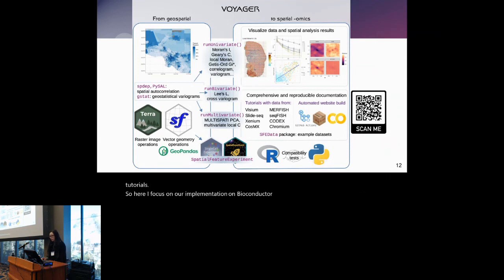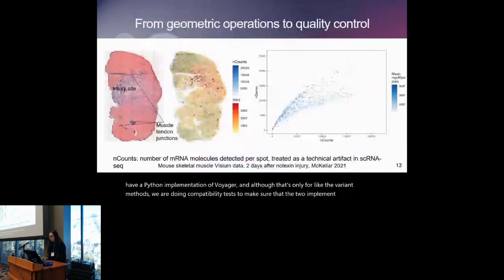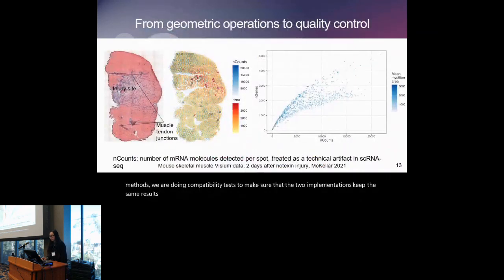So here I will focus on the R implementation on Bioconductor. But if you prefer Python, then we also have a Python implementation of Voyager. Although that's only for the univariate methods, we have written compatibility tests to make sure that the two implementations give the same results. So now we can get into some case studies.